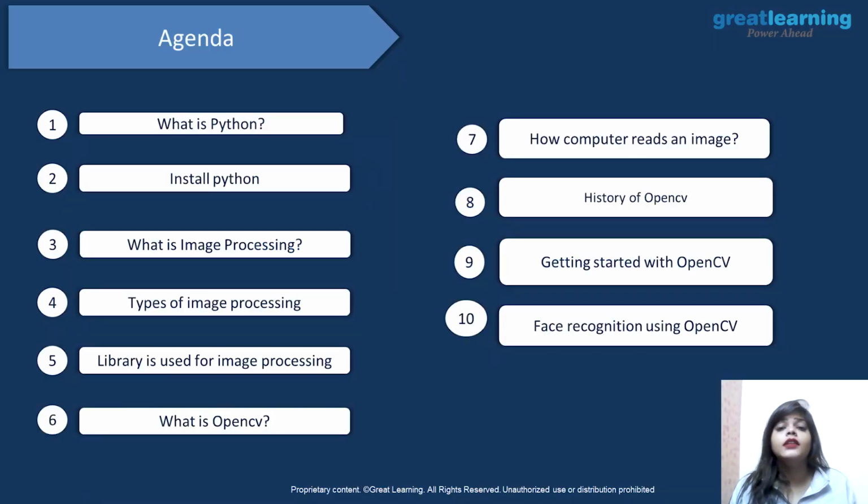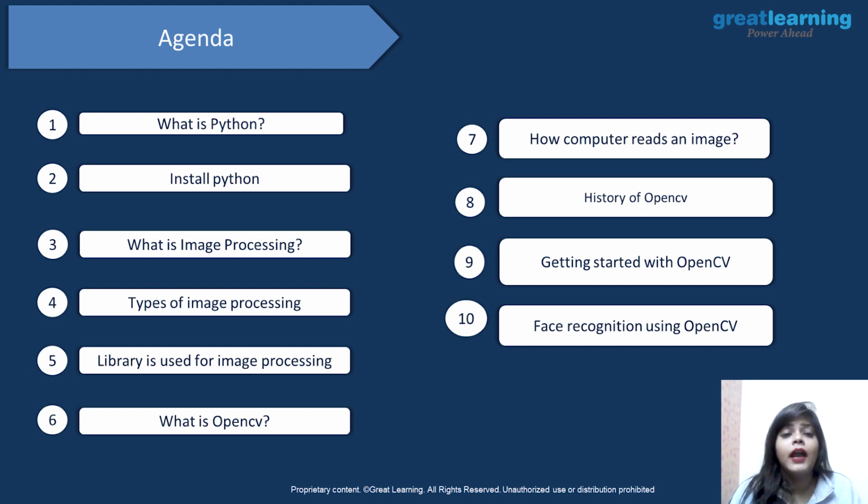In this video, what are the topics we are going to cover? Let's have a look. First, we are going to talk about what is Python. If you don't know Python, we will start from what is Python. Then we will look into how you can install Python in your local system. Then we will jump into the actual concepts, that is, what is image processing. Then we will see what types of image processing we have, because there are a lot of types in image processing.